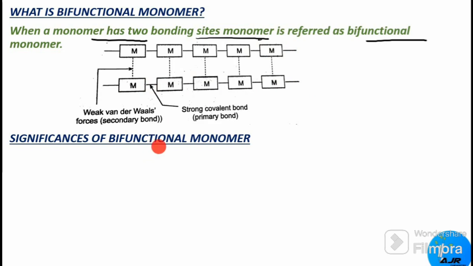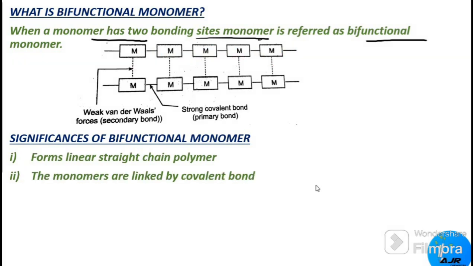Now let us see the significance of this bifunctional monomer. The first significance is that it forms a linear, straight chain polymer. A bifunctional monomer forms only a linear or straight chain polymer. This is because in the case of a bifunctional monomer, the bonding groups attach side by side to each other, resulting in the formation of a large linear molecule.